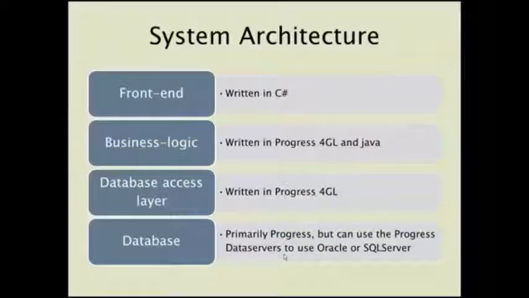The system architecture: the front end was written in Microsoft C#. Our business logic layer is primarily written in Progress 4GL and Java. Our database access layer is written in Progress 4GL. And our database is typically Progress, but you can also use the Progress data servers to access either Oracle or SQL Server as your backend database.